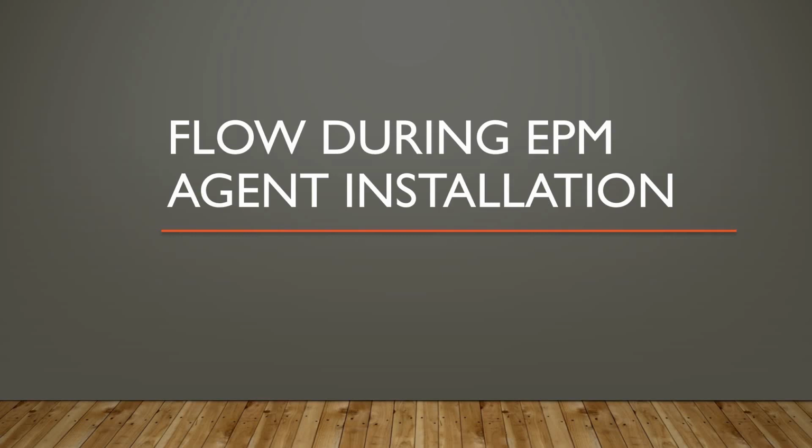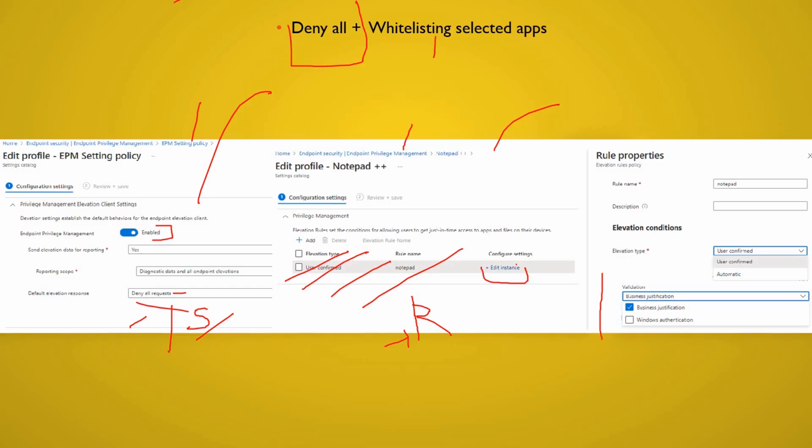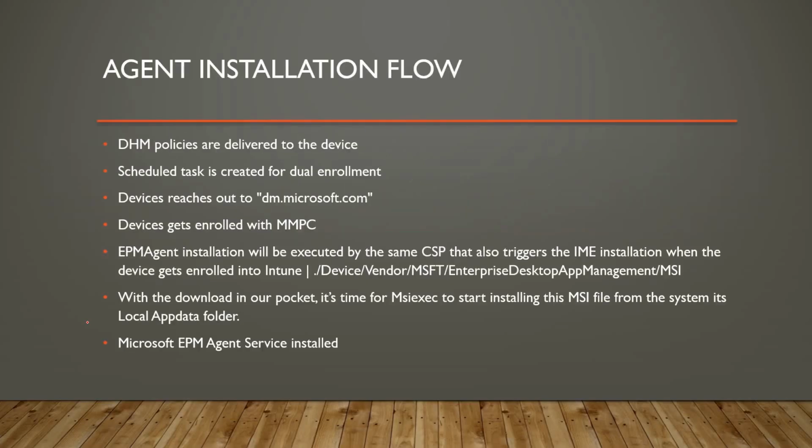All right, so now let's understand the flow that happens in the background during the EPM agent installation. By default in the operating system, there is no EPM agent present. So what we are doing is making the EPM setting policy and deploying it to the device. We are making this policy from the Intune portal. We can assign it to a device group or to a user group. Now we are going to understand what happens in the background after this number one policy, the elevation setting policy, is deployed to the device.